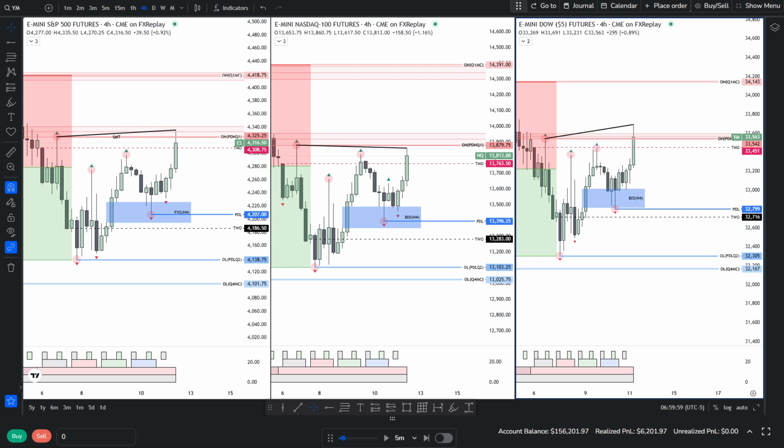So it's important just to note that the daily is bearish, but the 4 hour is currently bullish. So we will need to see evidence to support lower prices, or alternatively, we'll need to see evidence to support further bullish price action. Okay.